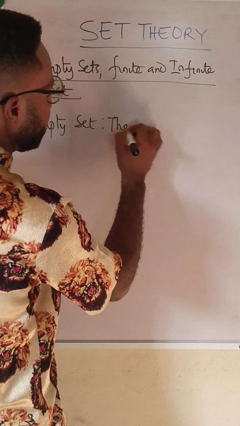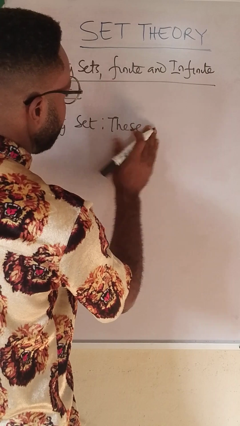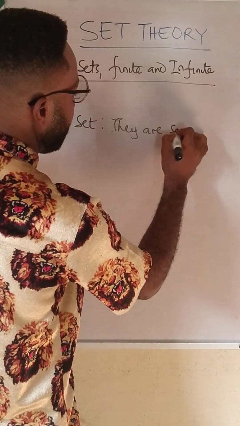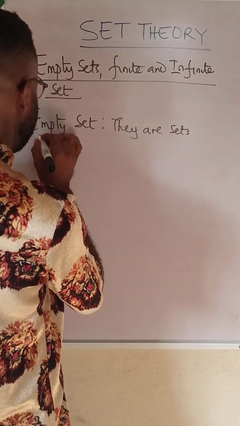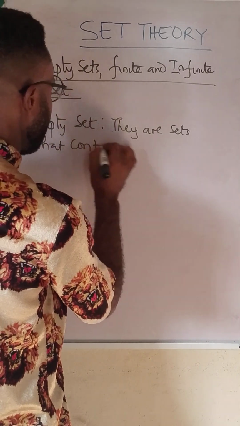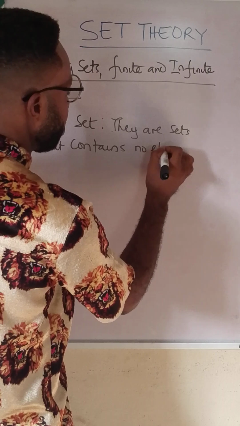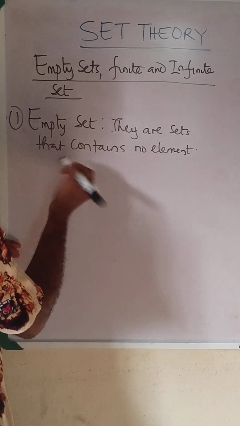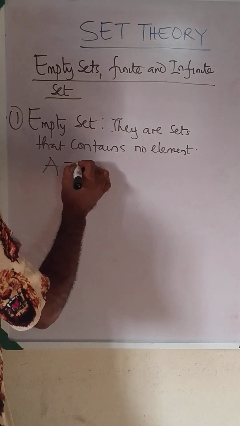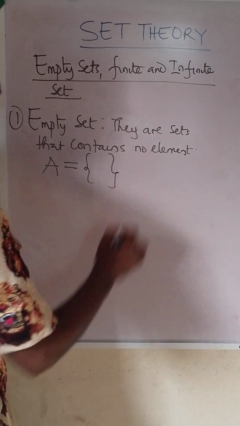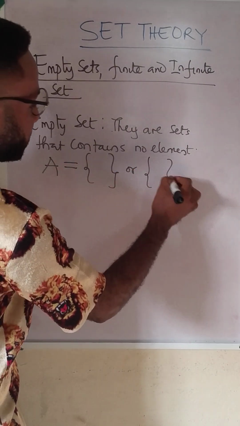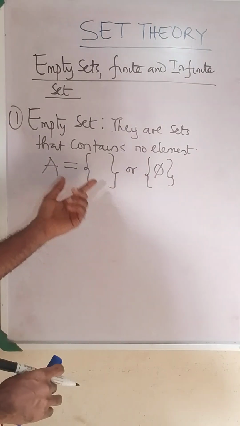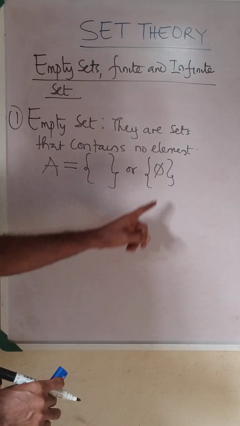These are simply sets that contain no element. For instance, as in given a particular set A, the empty set is represented using this, or you have this empty set. That's the symbol. It is either you represent an empty set using this or this.